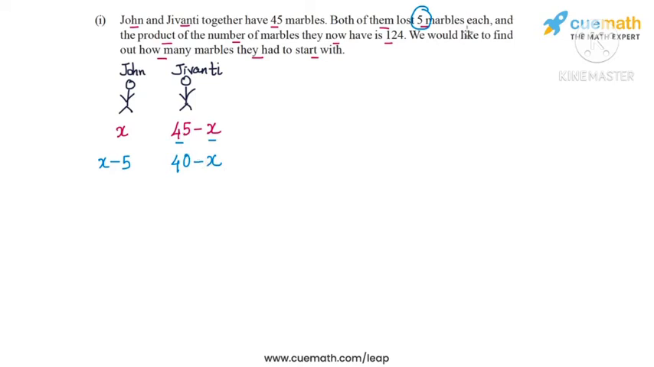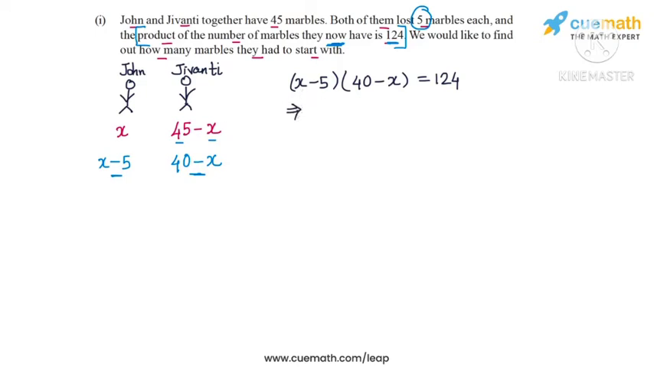And now the problem statement says the product of the number of marbles they have now is 124. So this means that the product of this number and this number should be equal to 124, and this fact is what will enable us to form a quadratic equation in x. So we have that the product of x minus 5 and 40 minus x should be equal to 124. So let's simplify this and see what we get.